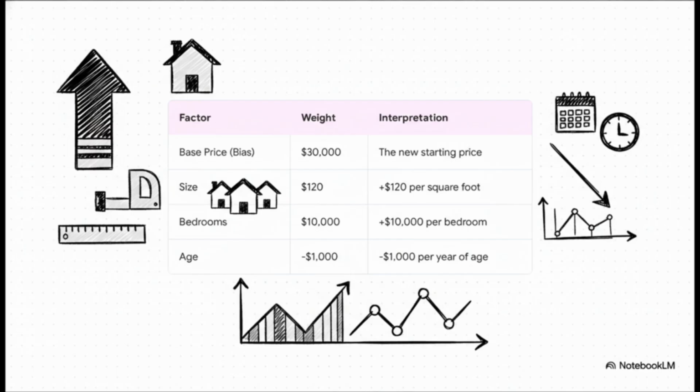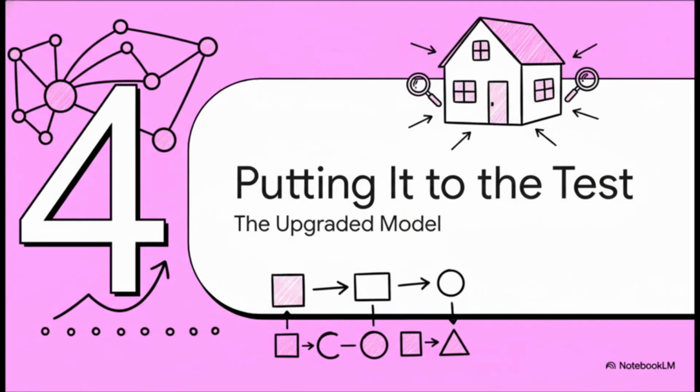Okay, so with more factors to consider, our model's parameters have changed after being retrained on new data. The base price, our bias, is now lower, down at $30,000. The weight for size has also dropped a little to $120. And, crucially, we have these new weights. Each bedroom adds $10,000 to the price. And get this, the age has a negative weight. For every year older the house is, its value actually decreases by $1,000. So now we have our new, more sophisticated model.